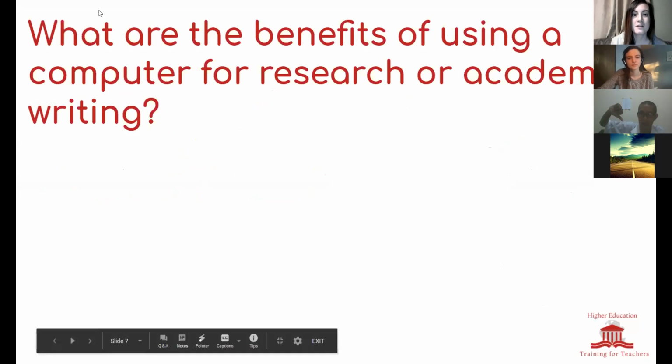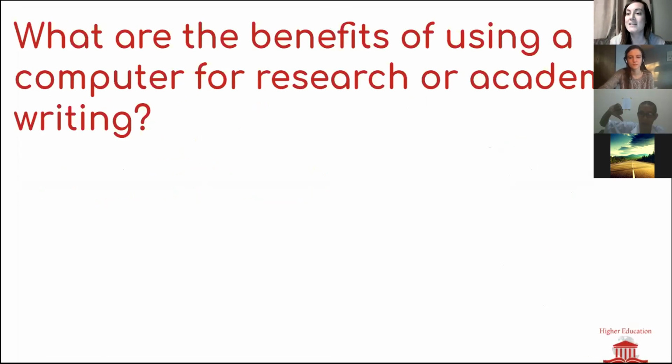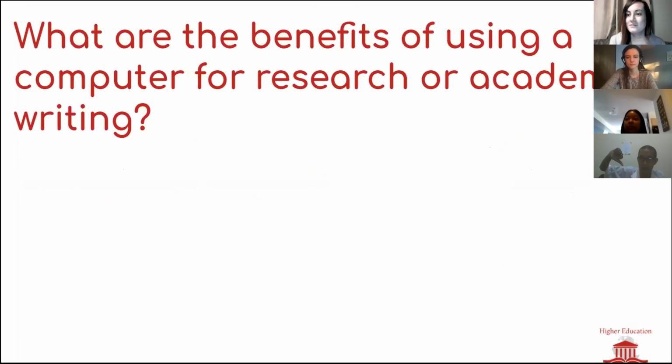That's good to know. So what are the benefits of, in general, using a computer for research or academic writing? So again, you can tell me, or you can put it in the chat box. Save time and can find it easily again. Good. Get a lot of information, easy to save. Good. Easy to search, maybe easy to edit, copy. Save data, can check typing and grammar. Okay, good.